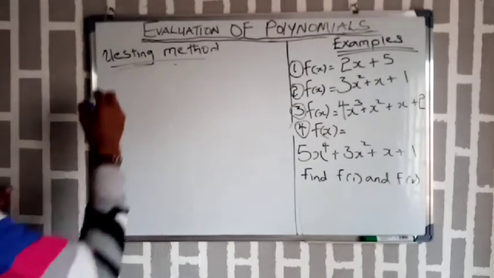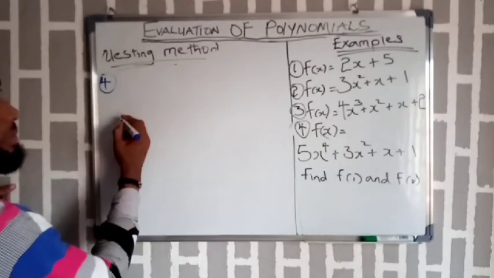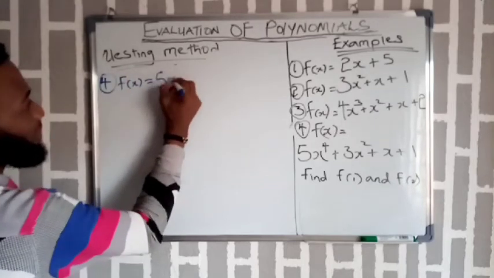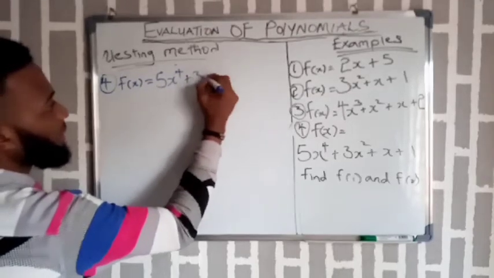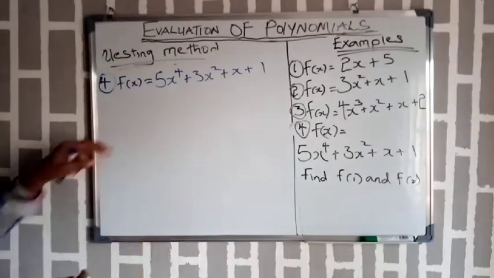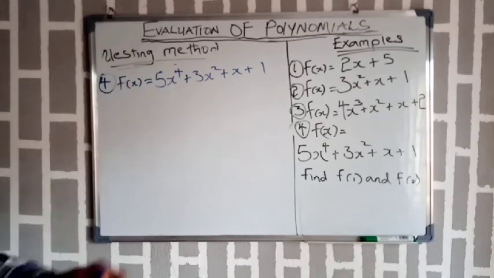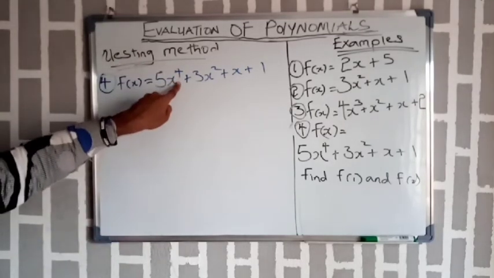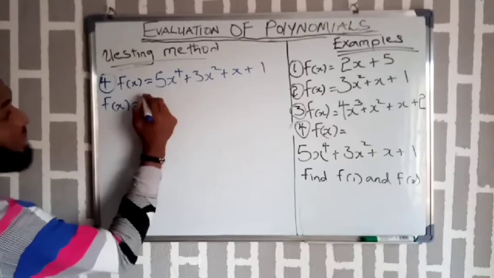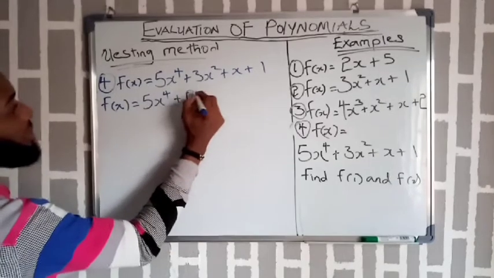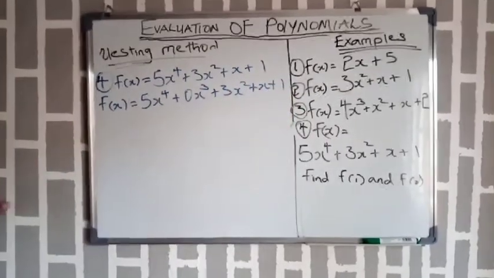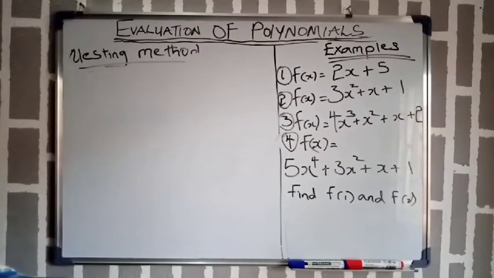Let's get to the fourth one. This is number 4, which says f of x is equals 5x to the power 4 plus 3x squared plus x plus 1. If you check here very well, I told you this is a descending power. There is a power that is missing. After 4 is meant to be 3. So you can write this by saying 5x raised to the power 4 plus 0x raised to the power 3 plus 3x squared plus x plus 1.